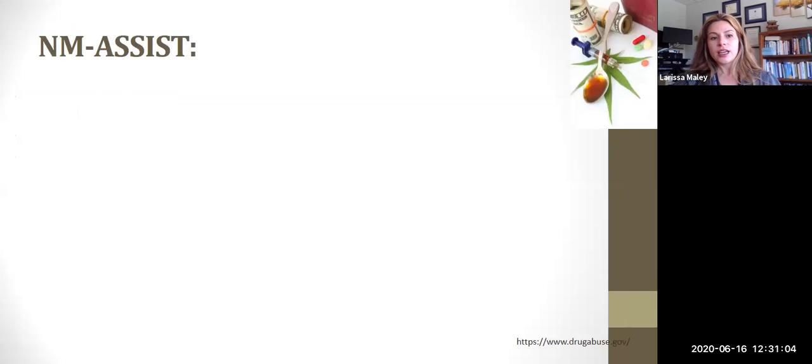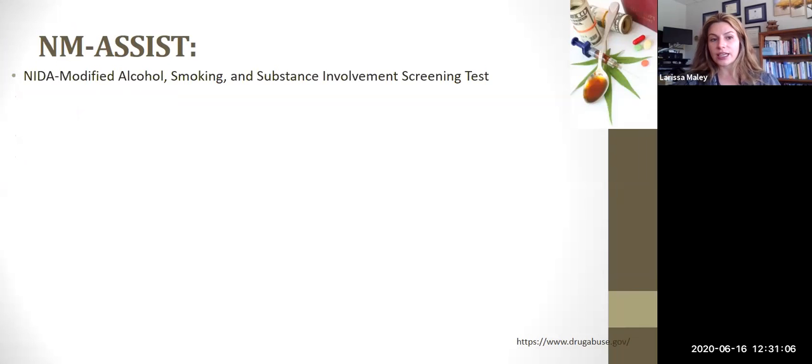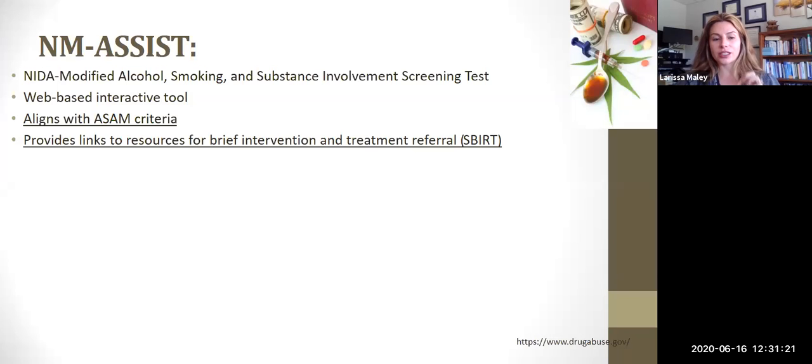NM Assist is one of our more sophisticated instruments. It doesn't stand for New Mexico, it stands for NIDA Modified Alcohol, Smoking, and Substance Involvement Screening Test. And it is actually an interactive tool that combines the ASPART and ASAM models. It is really cool, and you can get it online.